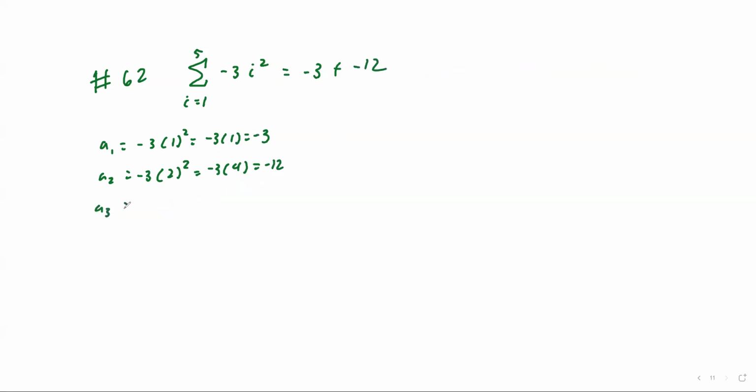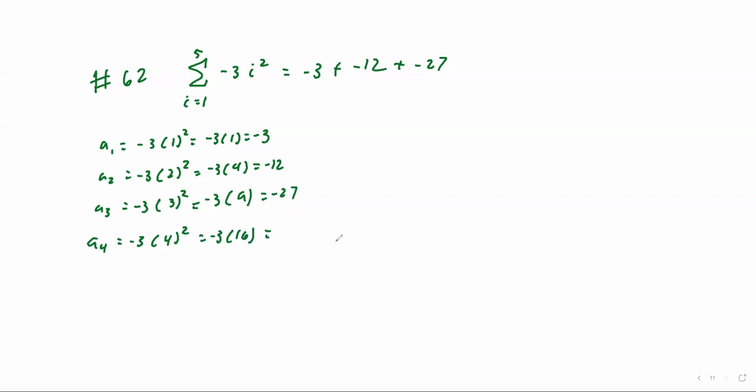And then I'll do a third one. That'd be -3 times 3 squared, which would be -3 times 9, which would be -27. I'll be honest with you, I thought I saw a pattern, but I'm not seeing an outright pattern. I'm really just going to take the 4th one, square it, and multiply by this coefficient. Other than that, I don't really see a pattern, so I'm going to keep going.